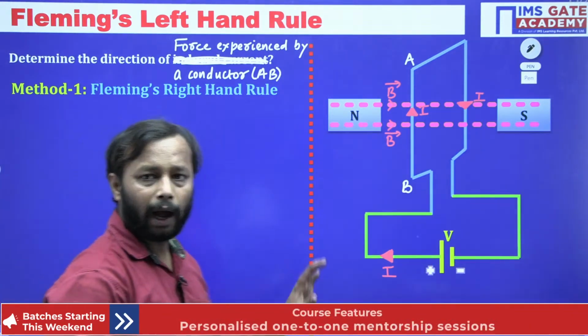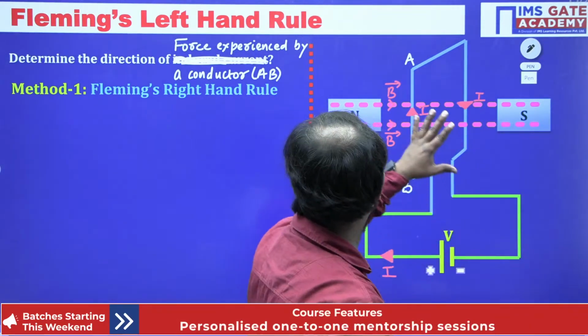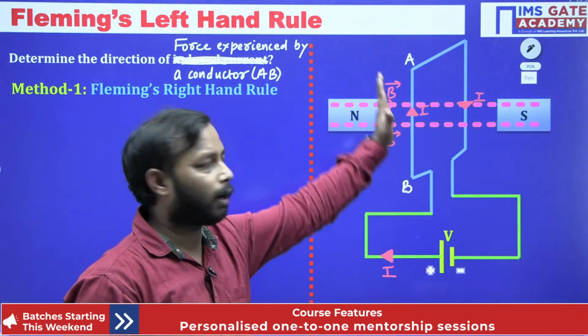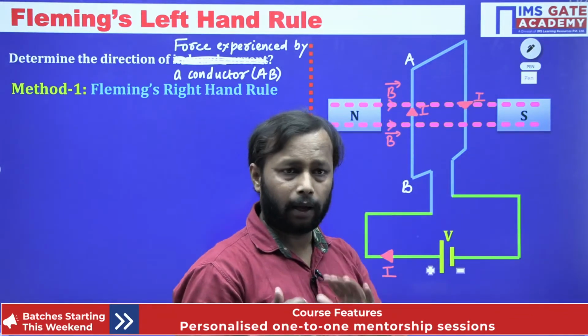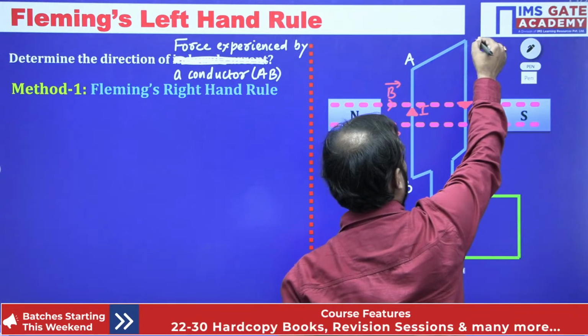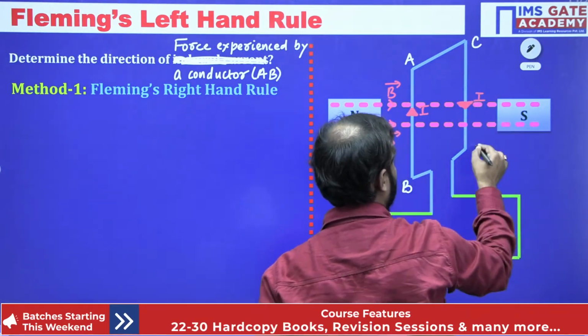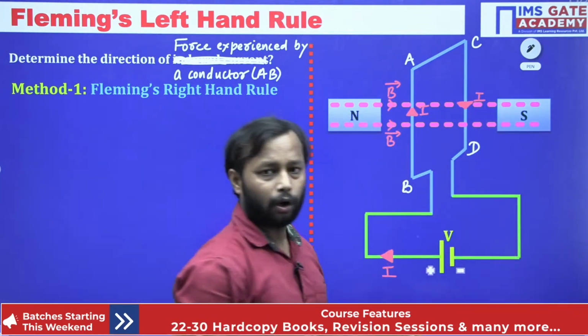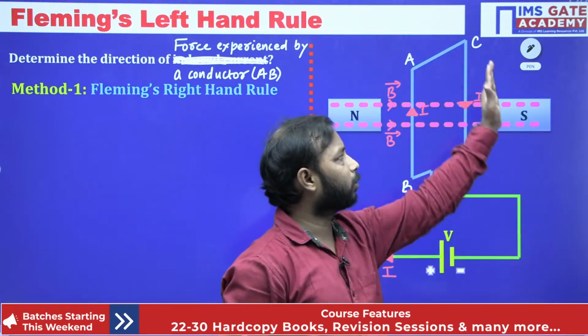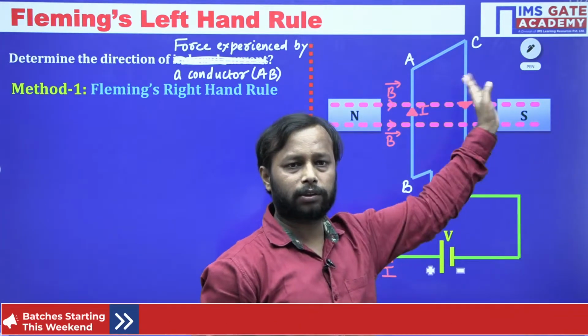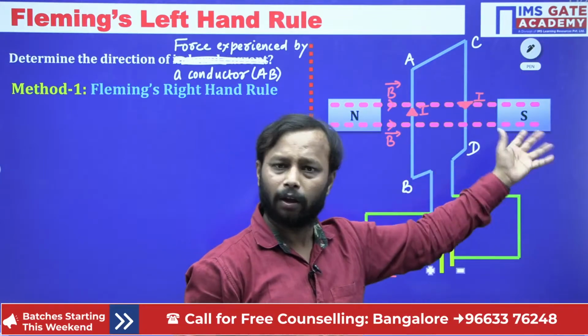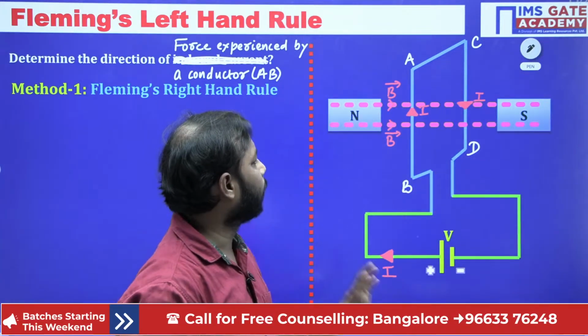Done. But I am finding the direction of force for the portion AB. Then I will give you a task: to find the direction of force or the torque for the portion CD of the conductor. Now let me find for AB.